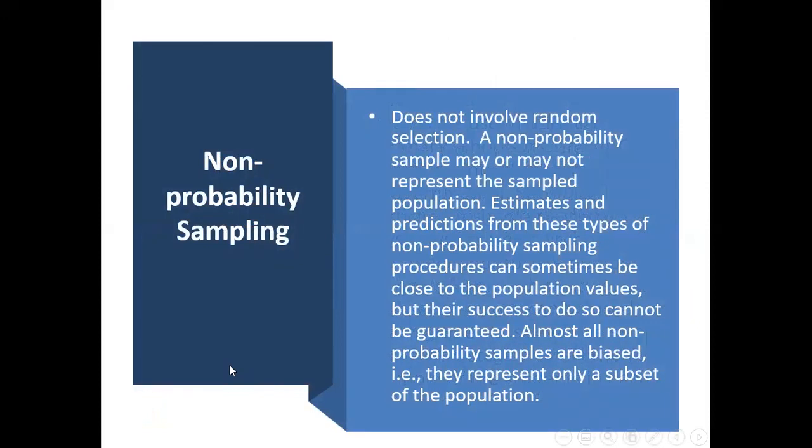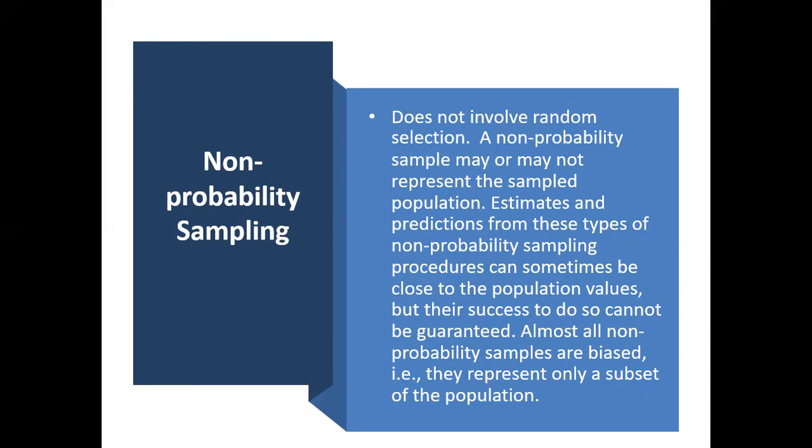After that, we could study non-probability sampling. Here, we don't involve random selection. Here we have a purposive selection. A non-probability sample may or may not represent the sample population. Estimates and predictions from these types of non-probability sampling procedures can sometimes be close to the population values, but their success in doing so can't be guaranteed, which is a major problem while using non-probability sampling.